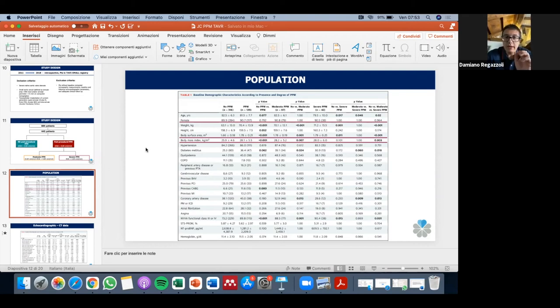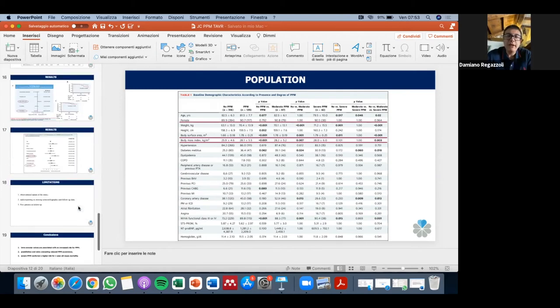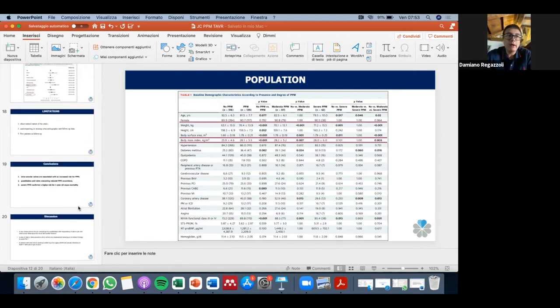So let me say just one last thing about the second study that we are trying to publish in JACC in the next few months. That is the TAVISMOL 2. We took into account also Sapien 3, and we studied more than 1,600 patients.